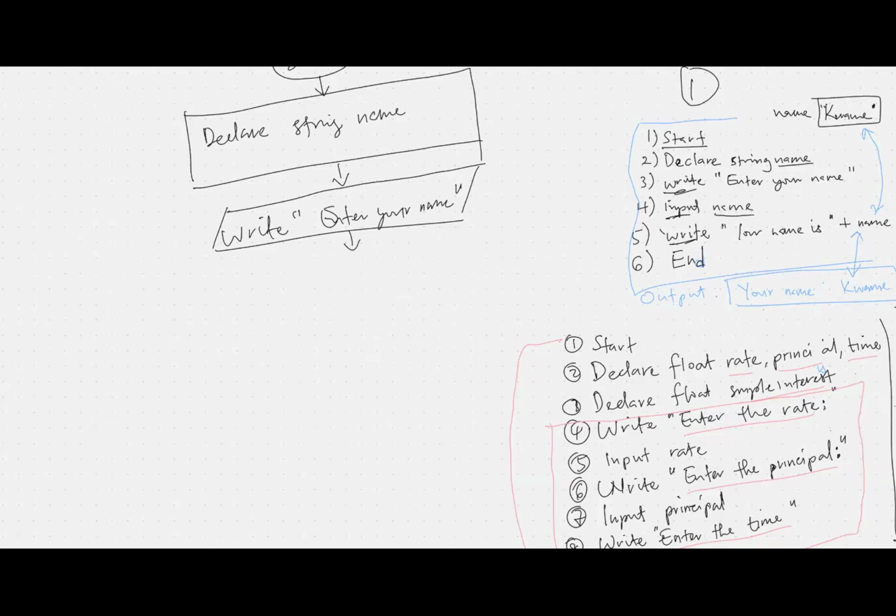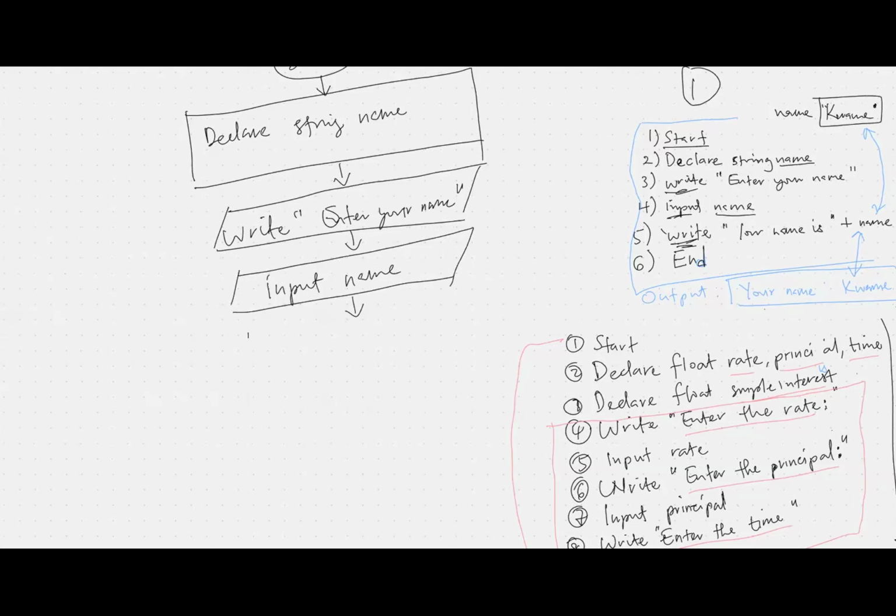You just write input the variable name. Then last but not the least, this one, line 5, the right. What shape is it? A parallelogram. Yes, a parallelogram as well.